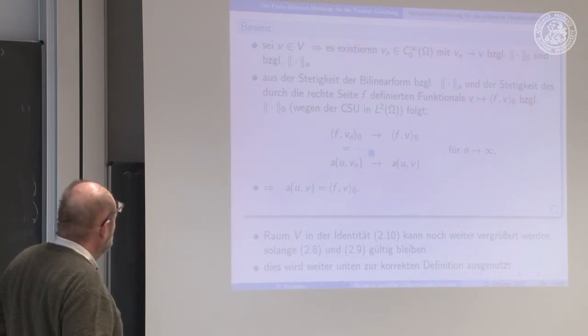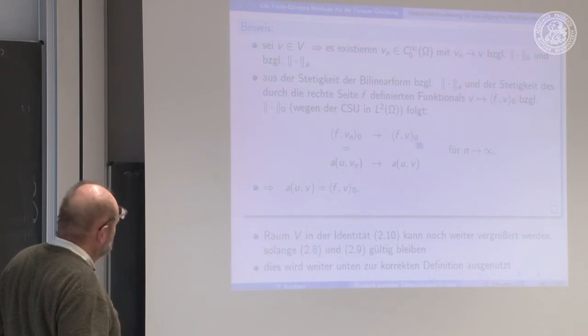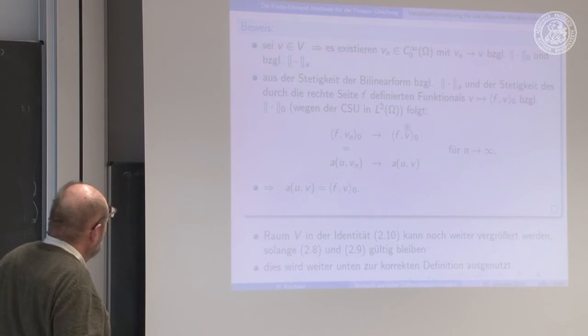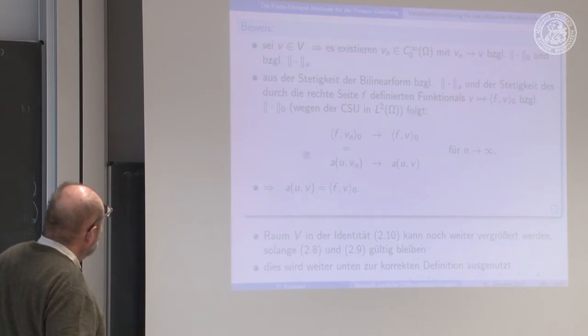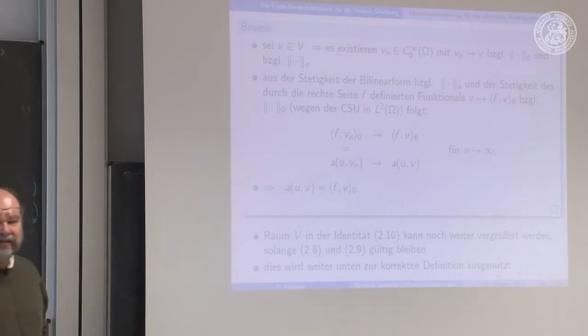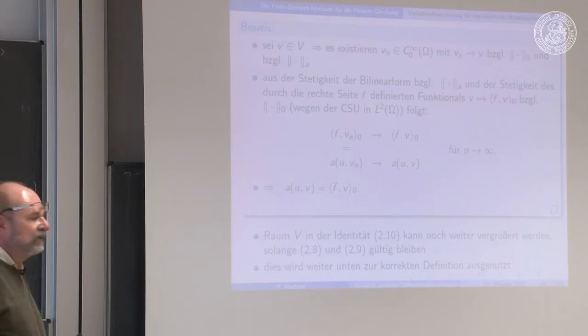Now the Vn converges to V in L2. But what we have here with the scalar product is a continuous functional on L2, and therefore the whole thing converges here too. For this we need that f is an L2 function. The same thing holds true here: a scalar product is continuous in each of its components with respect to the induced norm.